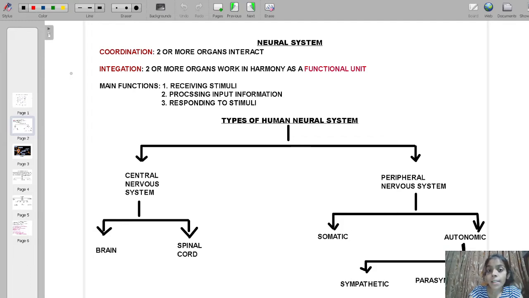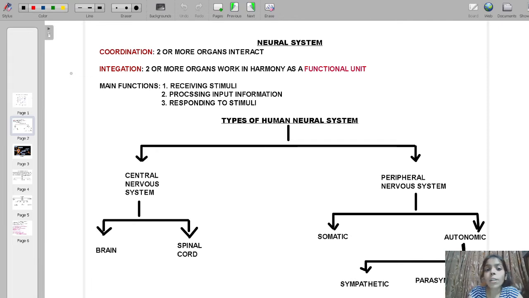This chapter is included in all boards. It might be state board, it might be the ICSE, or it might be the central board, because this is one of the basic, fundamental, and definitely the most important chapters related to human physiology. So we are going to discuss the human neural system, which means nervous system.